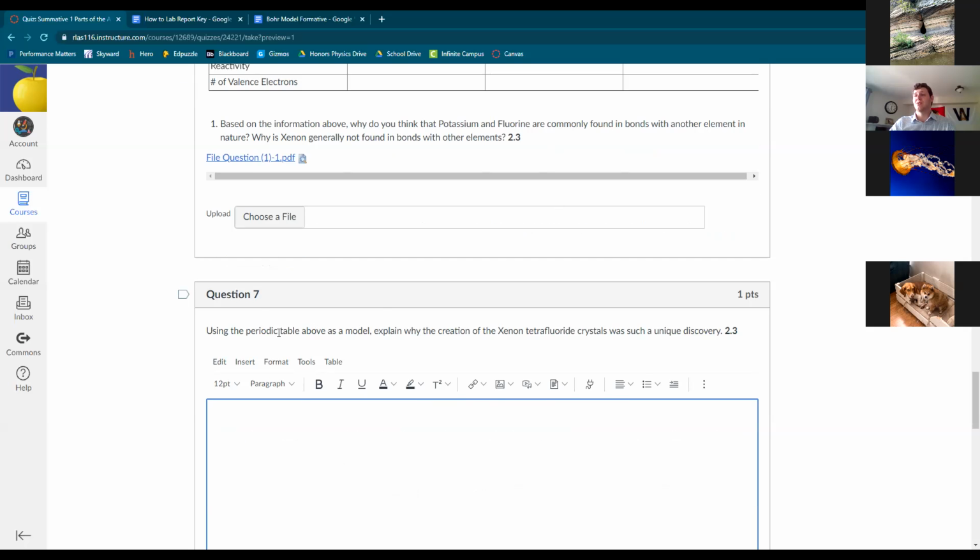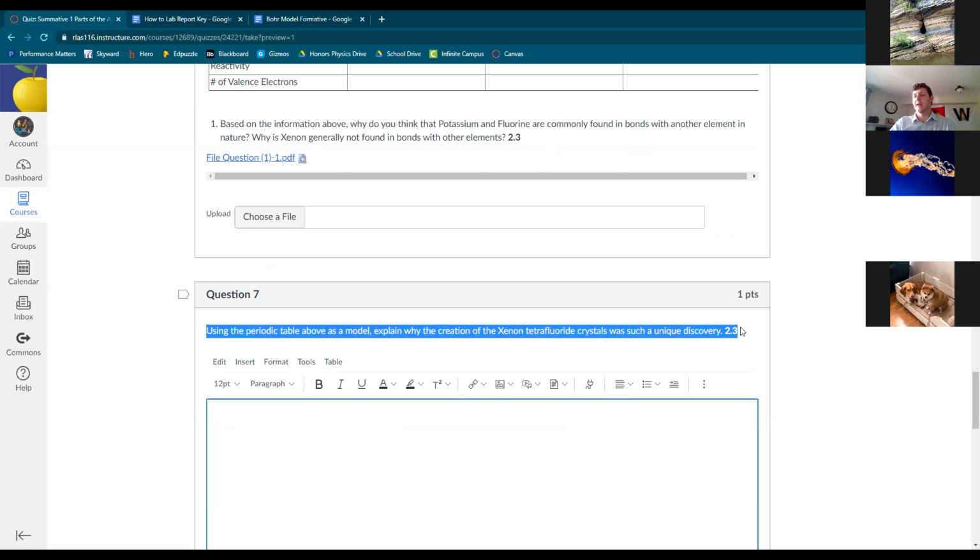And that leads us into this next question, number 7, which is the last question on standard 2.3. It says, using the periodic table as a model, explain why the creation of xenon tetrafluoride crystals was such a unique discovery. And that's just because xenon already has 8 valence electrons, so it's already stable. So making a bond, it's going to have to give away its electrons and become less stable. So it's not going to want to do that because it already has 8 valence electrons. It fills its octet rule, so it doesn't want to do any more.